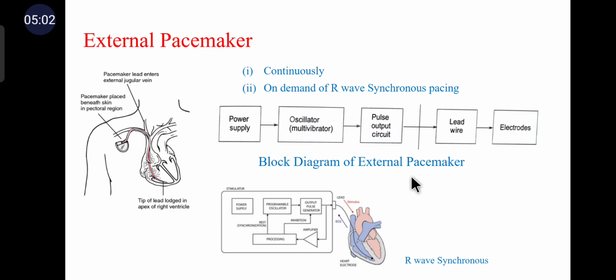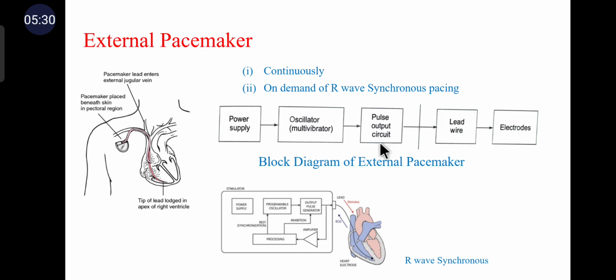So this is a block diagram of the external pacemaker. The electronic circuit of the pacemaker consists of two parts: the impulse generating oscillator circuit and the output circuit. The impulse forming circuit determines the frequency and the duration of the impulses. This is usually a multivibrator circuit with adjustable rate and fixed pulse width, whereas the output circuit determines the shape and amplitude of the pulses.